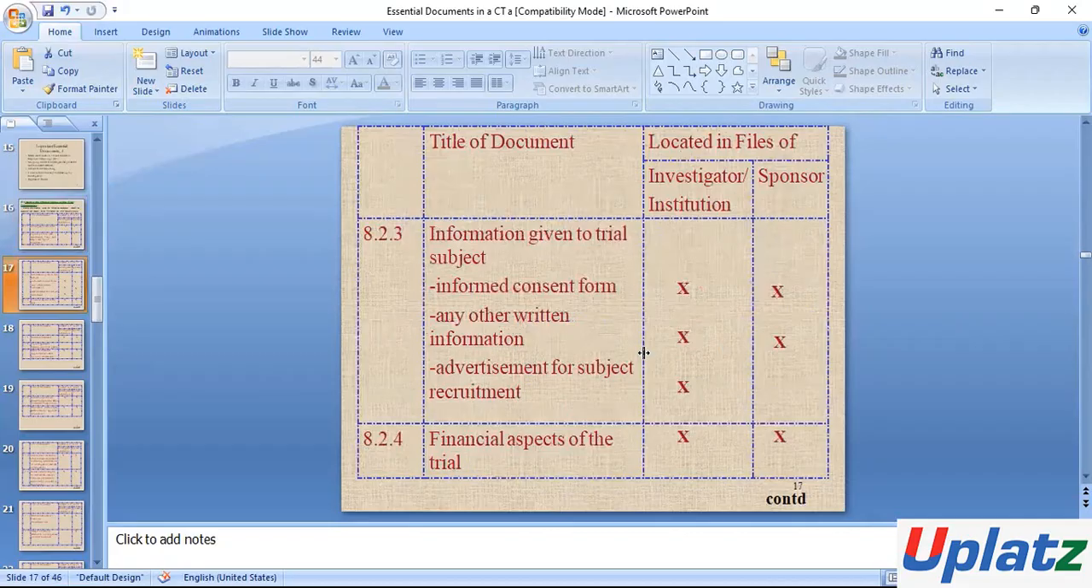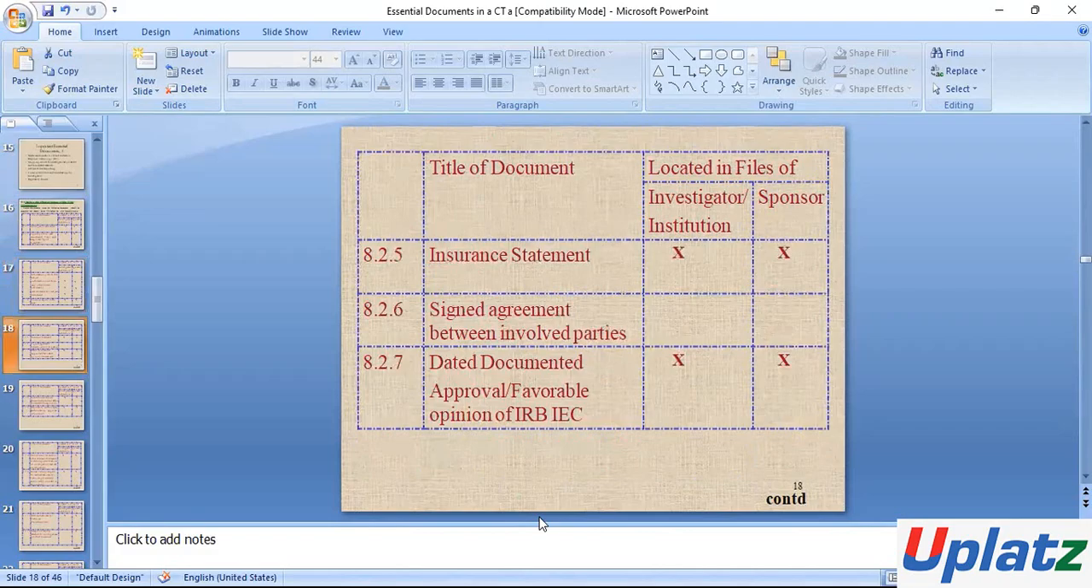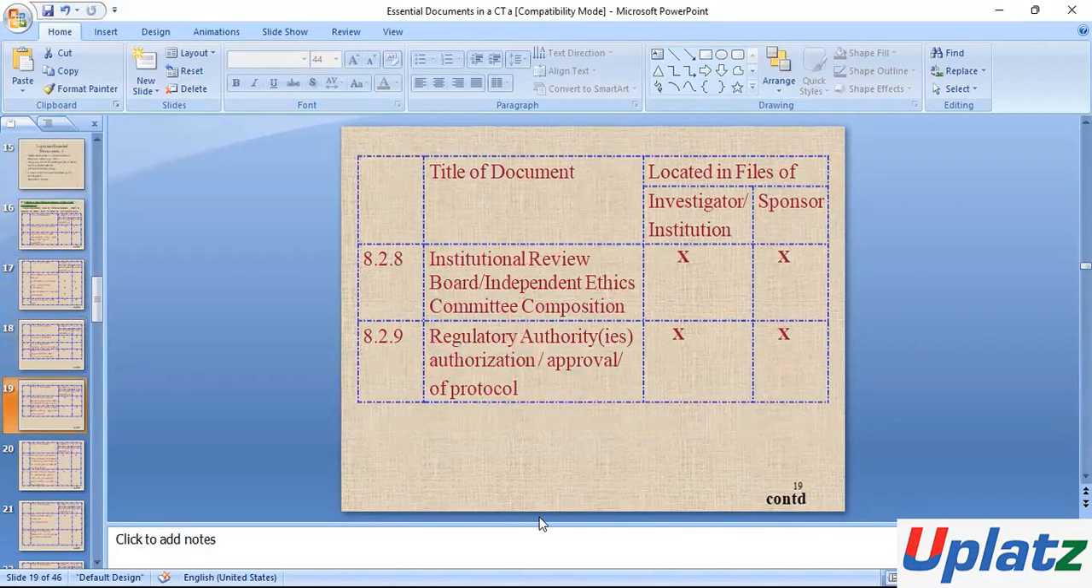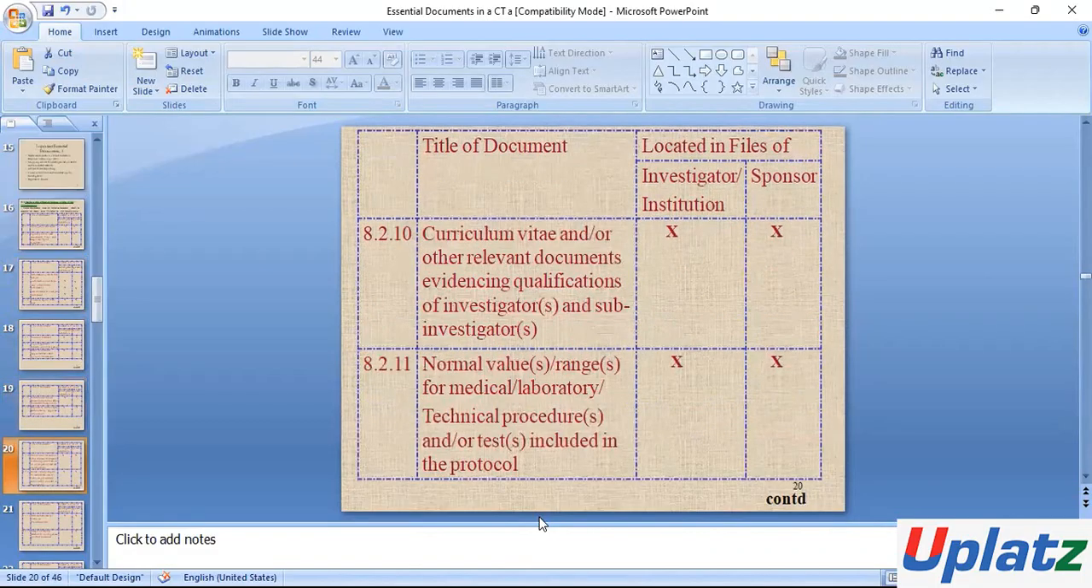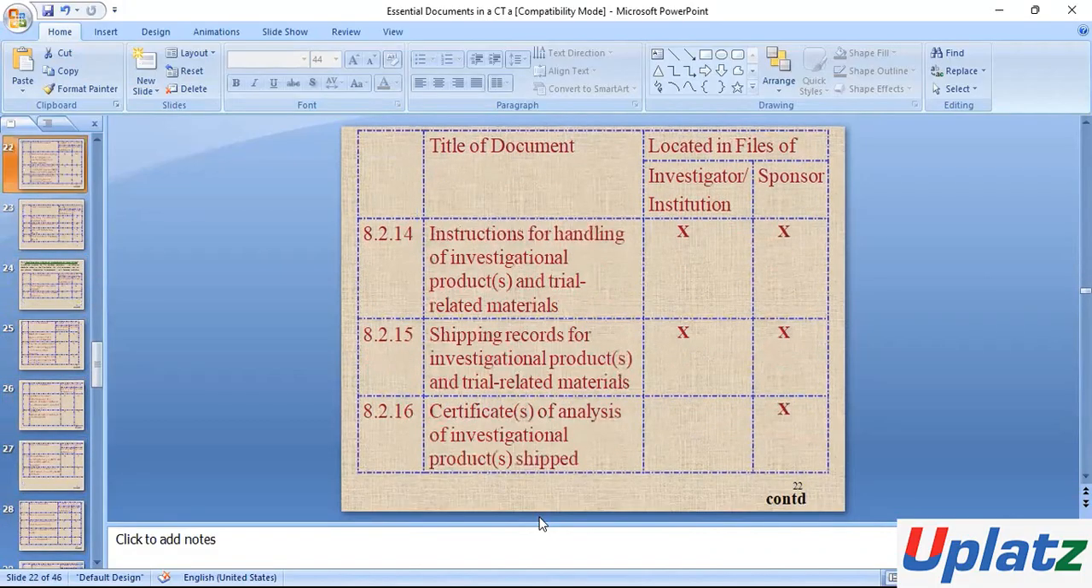Then information is given to subjects related to informed consent. The files should be kept at the investigator and sponsor, also the financial aspect of the trial, then the insurance statement, dated documents, approval. Next are the institutional review board, ethics committee, regulatory authorities, CV, normal values, medical values.